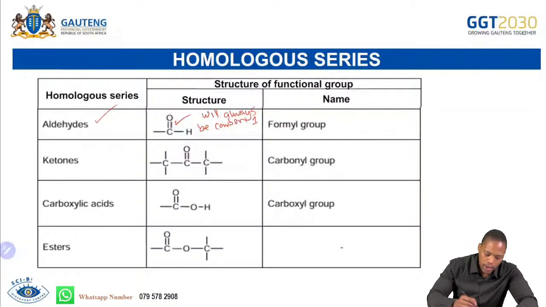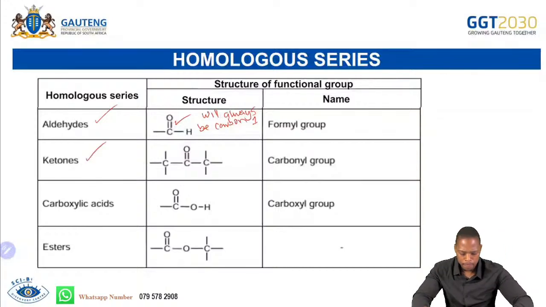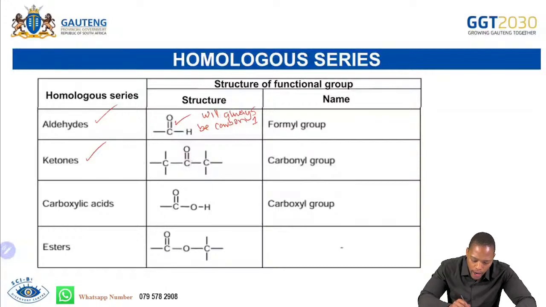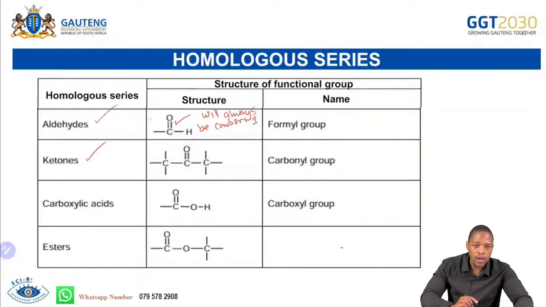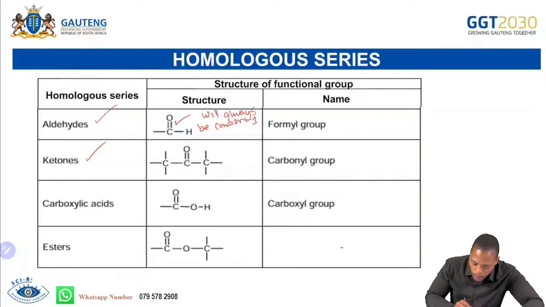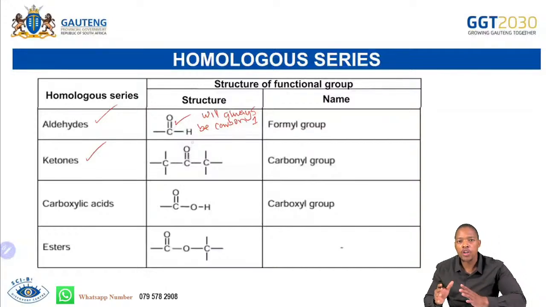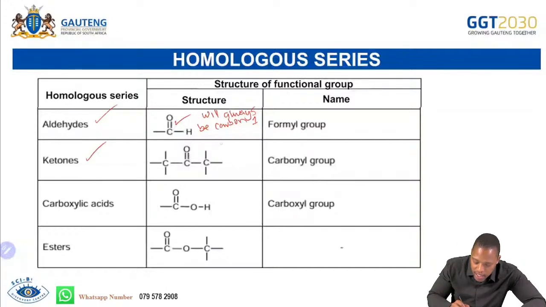Okay, the next one becomes ketone. In the ketone here, we are having a carbon double bonded to oxygen, again, like an aldehyde. But what is the difference here? The difference is that the carbon that is double bonded to oxygen is not carbon number 1. It is a carbon that is in between 2 other carbons. So here it is always going to be between 2 other carbons. That's how you are going to see that it's a ketone.